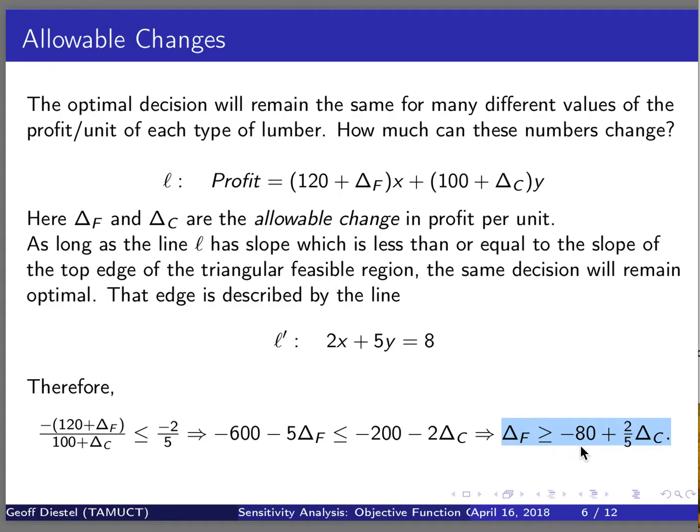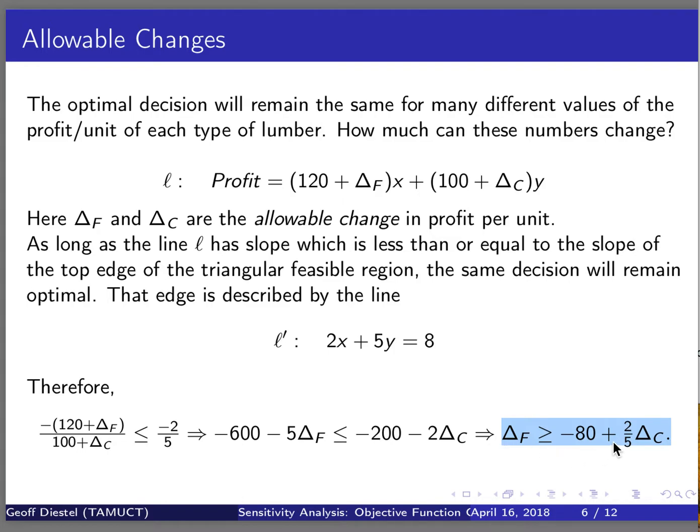equal to negative 80. What that means is, as long as the profit for construction grade lumber doesn't change, the profit for finished grade lumber can decrease by $80 per 1,000 board feet before we have to make a new decision. So even if it decreases by $50 or $60 per 1,000 board feet, we're still going to make the same decision of processing only finished grade lumber. Our profit will go down, but it's still the best decision that we can make. And there's no upper limit in this case.